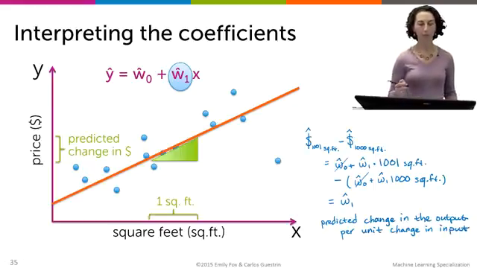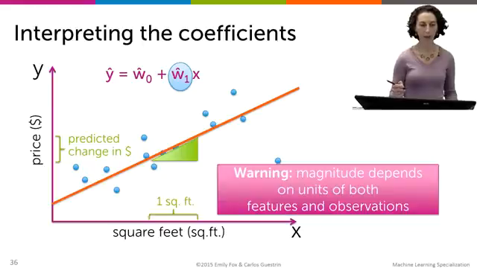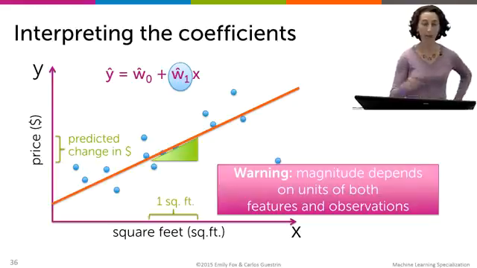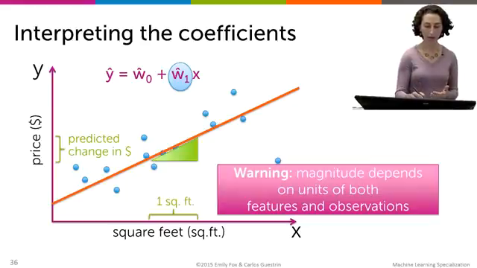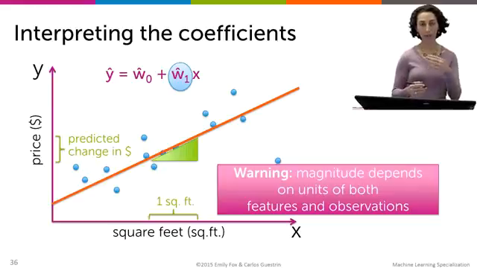Okay, so that's how we're going to interpret w hat 1. But one thing I want to make very, very clear is that the magnitude of this slope depends both on the units of our input and on the units of our output. So in this case, the units of slope are dollars per square feet. And so if I gave you a house that was measured in some other unit, then this coefficient would no longer be appropriate for that.